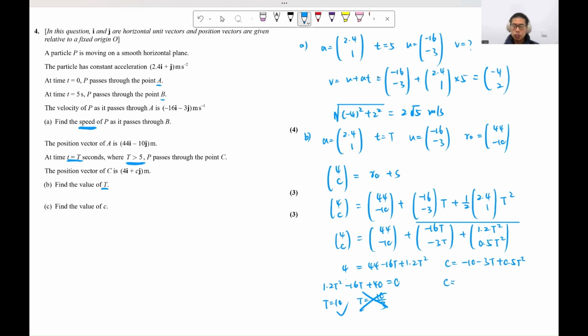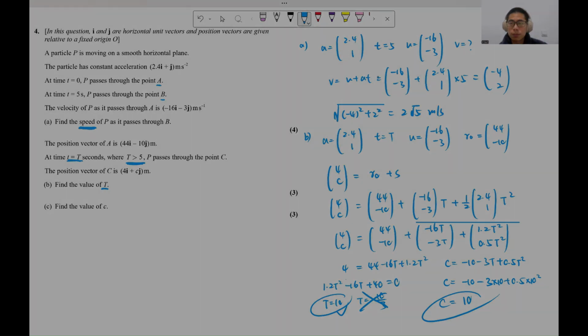Then to work out c, we just put it into the equation. So -10 minus 3 times 10 plus 0.5 times 10 squared. Put that in the calculator: -10 minus 3 times 10, which is 30, plus 0.5 times 10 squared, so that will also be 10. The answer for part b is T equal to 10. The answer for part c is c is also equal to 10. And that will be the final answer for this question.